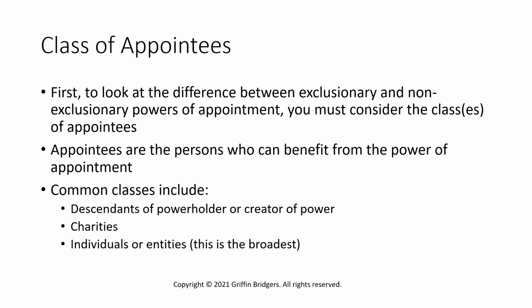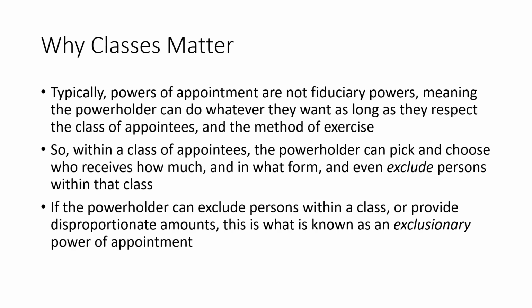Now, it's important to note that within those classes, they could be closed or open. So typically, we're going to be looking for a closed class, which would be something like descendants of the power holder. That's closed at the time of exercise. It may not be considered closed at the time of the creation of the power of appointment, but it's important that we consider whether the class is closed, because that's going to be the key to creating a non-exclusionary power of appointment if we want.